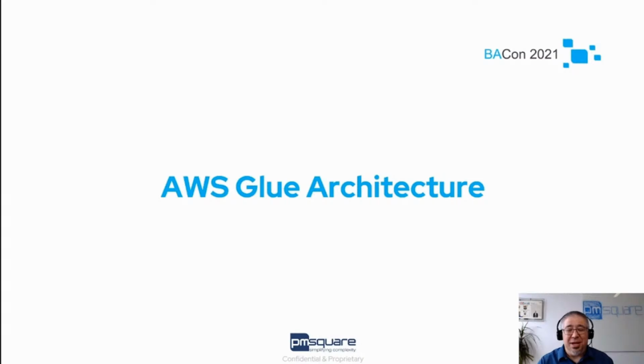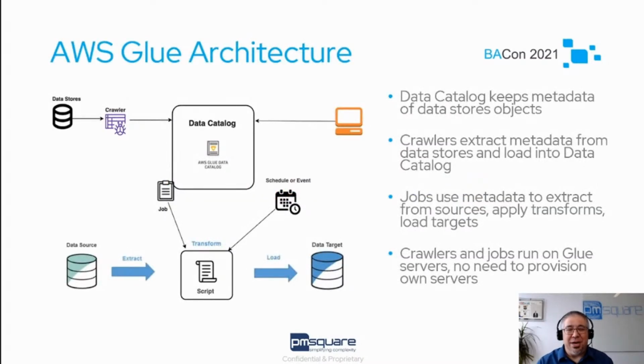Let's start with the AWS Glue architecture. Here's a simple diagram of the AWS Glue architecture. The main component is the data catalog, which keeps the metadata information of all the data stores. Next comes the AWS Glue crawlers, which connect to the data stores and gather all of the metadata information from all tables or files and saves it to the data catalog.